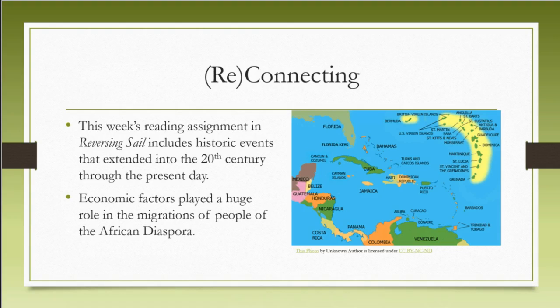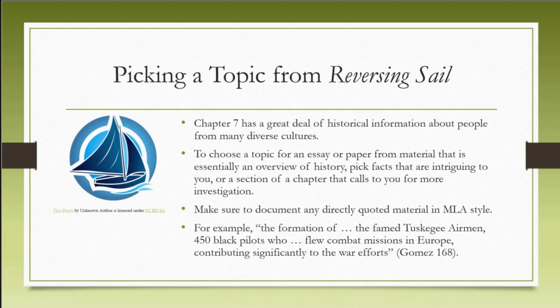Switching gears, this week's reading assignment in Reversing Sail includes historic events that extended into the 20th century through the present day, and economic factors played a huge role in the migrations of people of the African diaspora. And so if we were going to be writing about Reversing Sail, our chapters have so much information that we may have to drill down a little bit. As an example, Chapter 7 has a great deal of historical information about people from many diverse cultures. And so we couldn't write about all of that in one short essay.